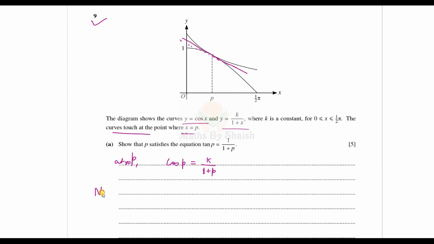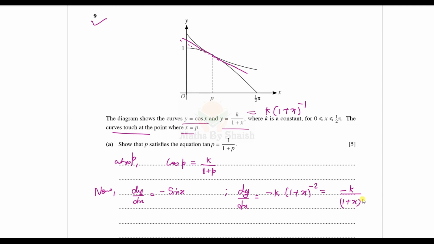what is dy over dx? For the first function, it is going to be minus sine x, since the differentiation of cos x is minus sine x. And dy over dx for the second curve: k over 1 plus x can be written as k times 1 plus x to the power minus 1, and hence the differentiation will be minus k times 1 plus x raised to the power minus 2, which is minus k over 1 plus x whole square.